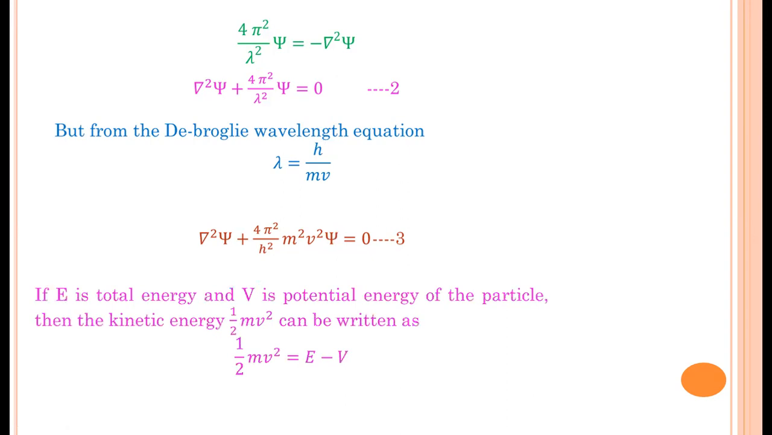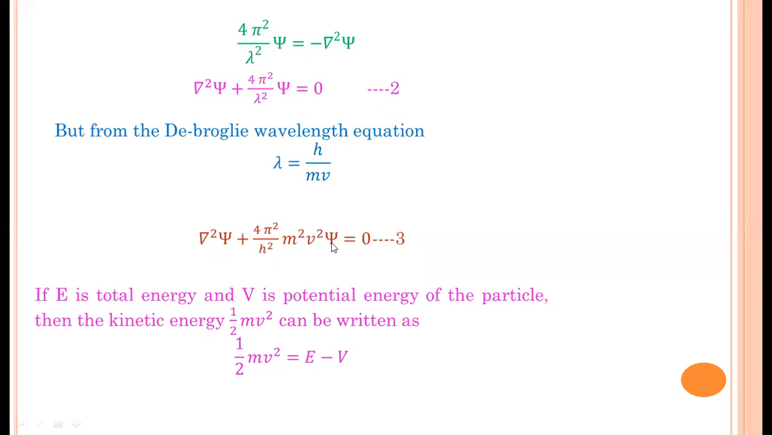We know if E is the total energy and V is the potential energy of the particle, then the kinetic energy is E minus V. We know the kinetic energy formula is half mv². That is, kinetic energy is equal to total energy minus potential energy, because we know kinetic energy plus potential energy is equal to total energy.